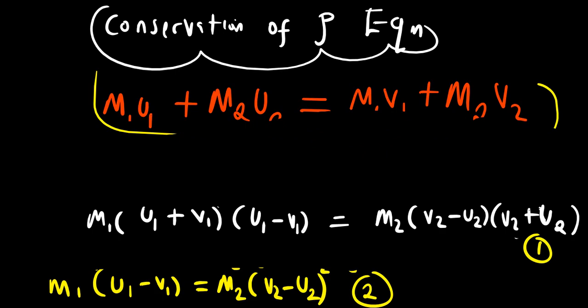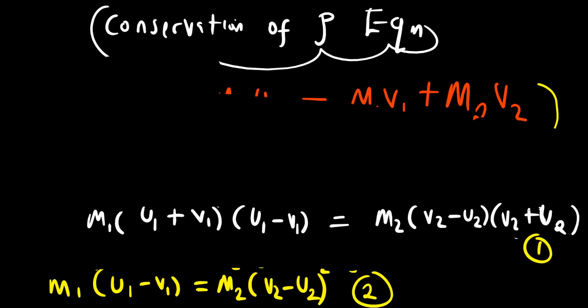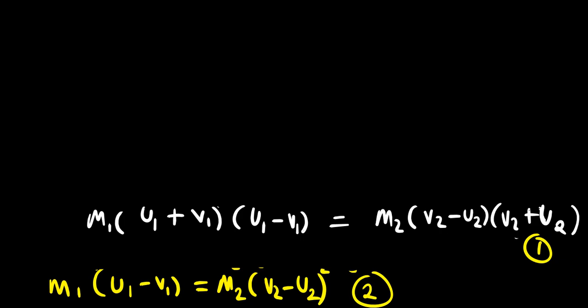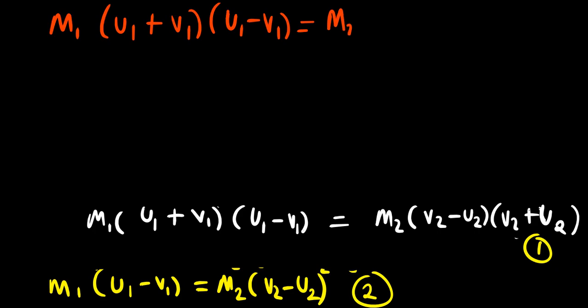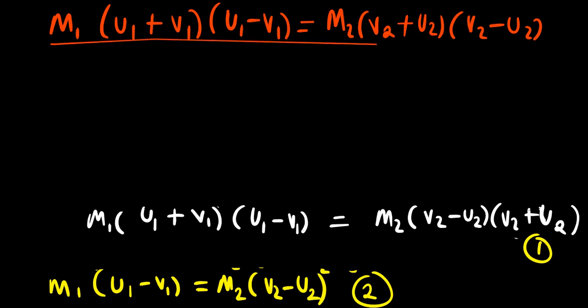Okay, so I'm going to divide by the equation that we have down. Now if I divide, let me just write this on top. So we are dividing these two equations. So I've got m1(u1 + v1)... I've got u1 minus v1 is equals to m2, I've got v2 plus u2, I've got v2 minus u2.